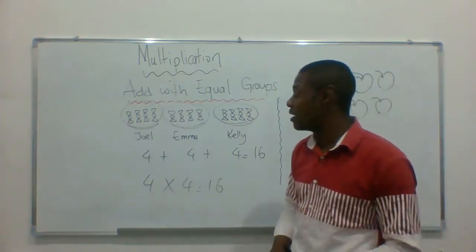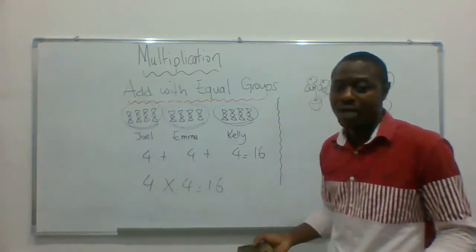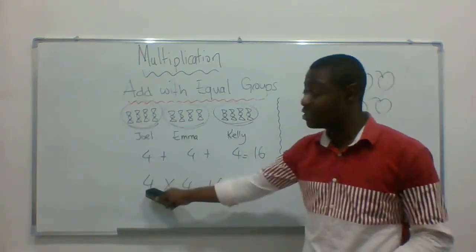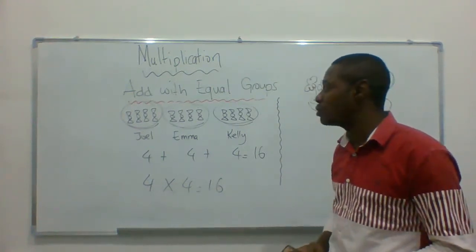How many candies are there in each group? 1, 2, 3, 4. Yeah, 4 candies in each group, which is correct. I need to have a 4 there. Good job. Now, how many groups do we have in all?